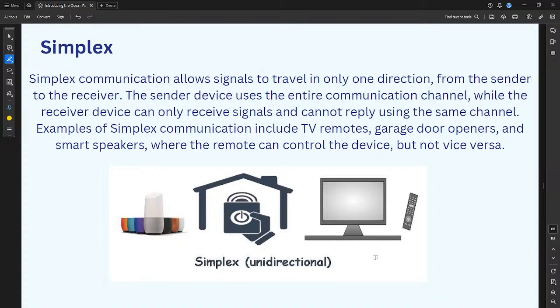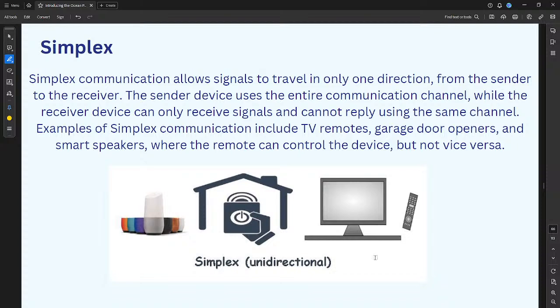Now let's look at what the simplex means. The simplex is simply a unidirectional state of communication. This allows the signals to travel in only one direction, from the sender to the receiver. So if you look at this, what do you think would be something very similar? What comes to mind? Of course, the UDP, because UDP just goes one way.